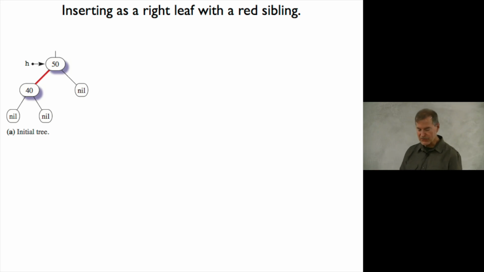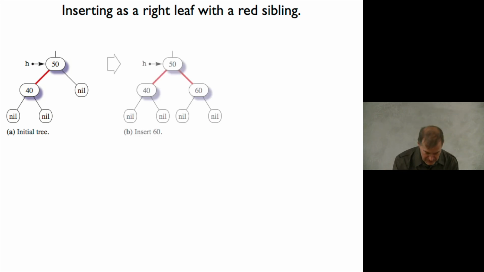So let's suppose our initial tree is a 50 as the root, and then a red link to a 40, so that's a left link with the 40. And we are going to insert as a right leaf with a red sibling. So if we insert 60, where's the 60 going to go? To the right of 50. Are you with me? So here in part B, we insert the 60. And because we inserted the 60, the H that's doing the test for the fix-up is the one at 50. That's the first one.